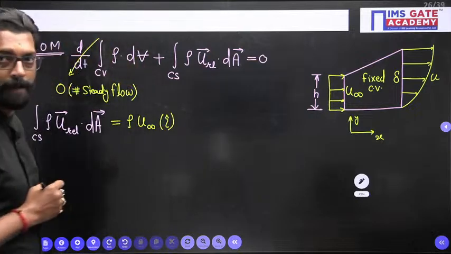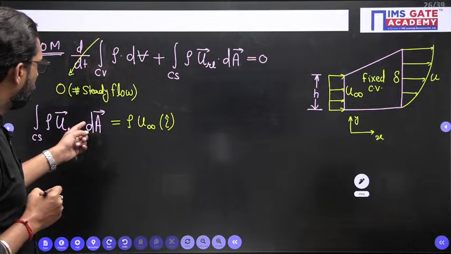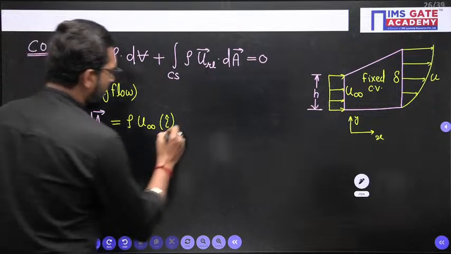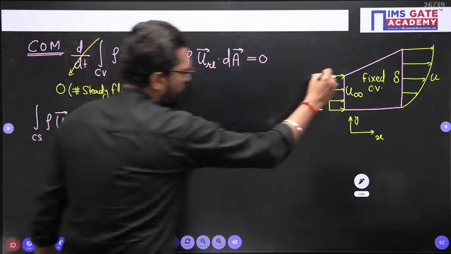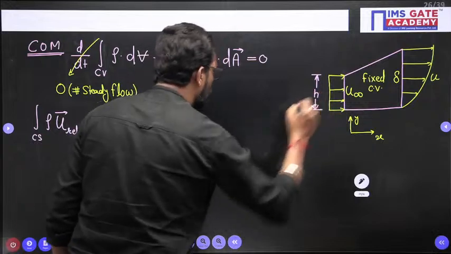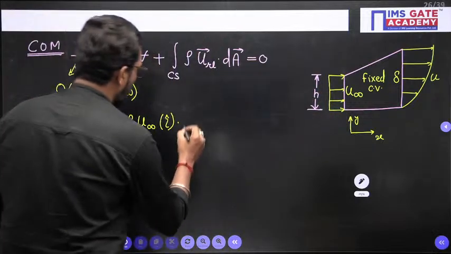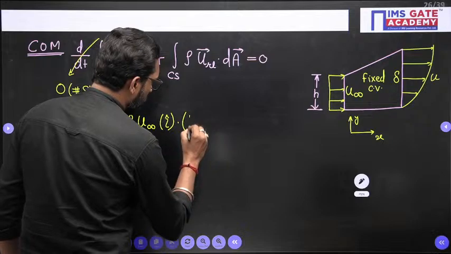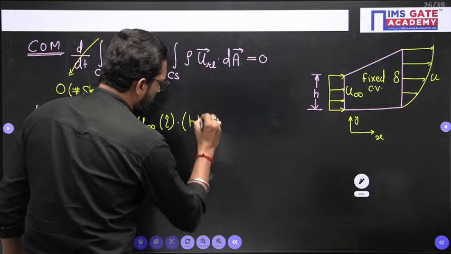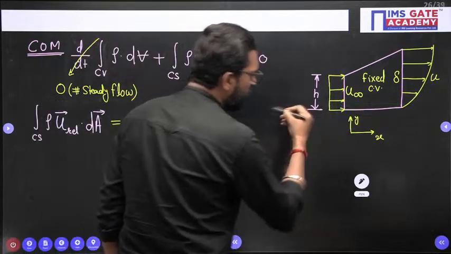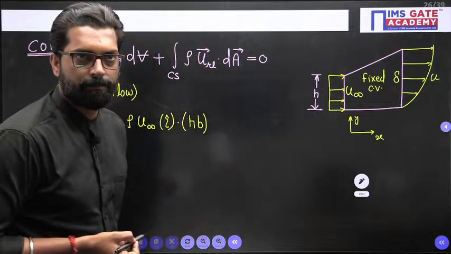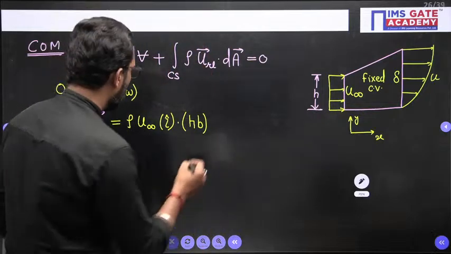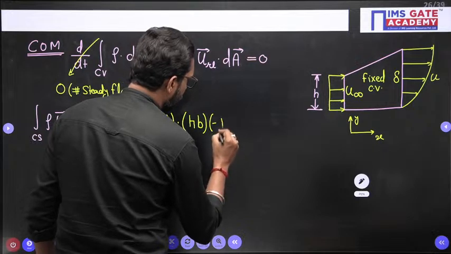Yes or not? i cap into, what is the area? This area is H into unit width B. B is the width. So the area is your H into B. And this is always perpendicular to the outward direction. So this is your minus j minus i.